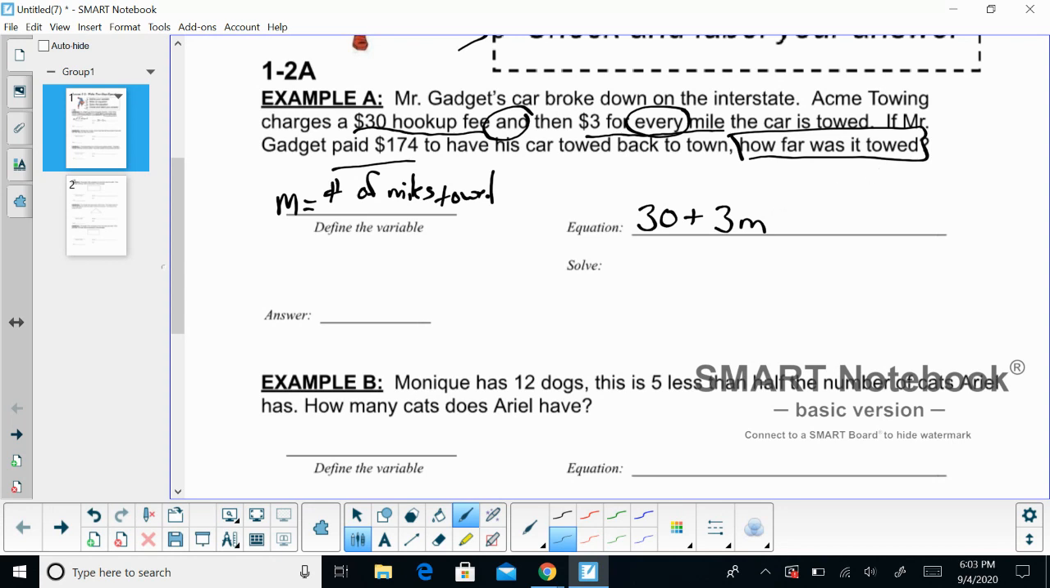Is that all that he was charged? That's all he was charged, but we know that that ended up costing him $174. So this is our equation. Now we're going to take our equation and we're going to solve it.